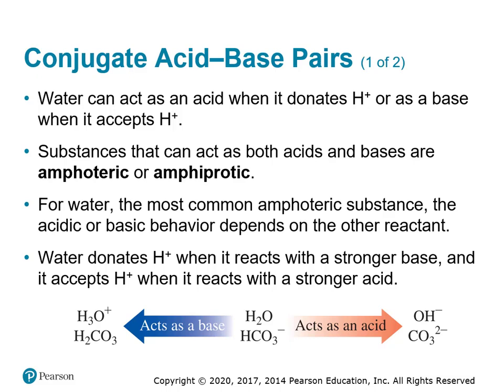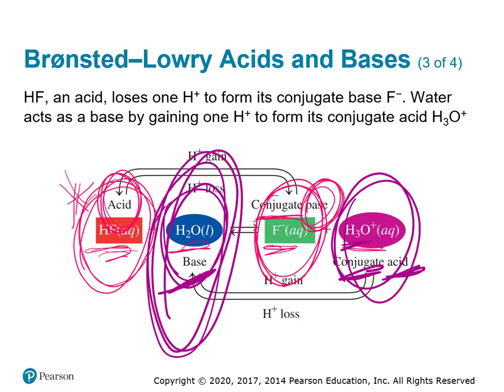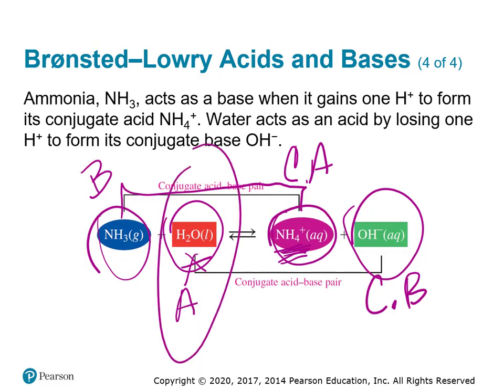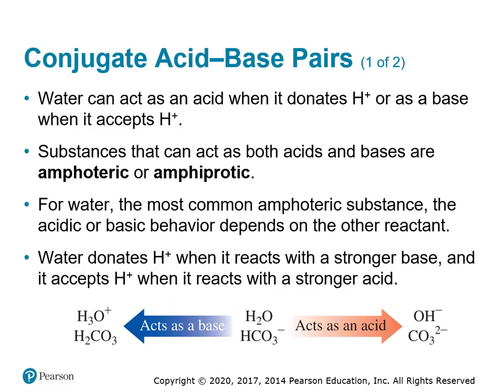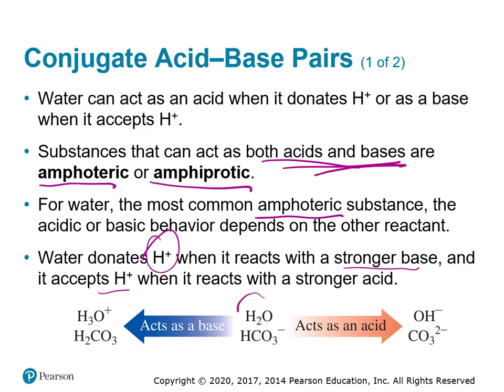You saw in both of those that there was water. In one example, we saw water was acting as a base. In the other example, water was acting as an acid. Water can act as an acid or a base. Substances that can act as both acids and bases are called amphoteric or amphiprotic. For water, the most common amphoteric substance, the acidic or basic behavior depends on the other reactant. Water donates hydrogen ions when it reacts with a stronger base, and it accepts hydrogen ions when it reacts with a stronger acid.